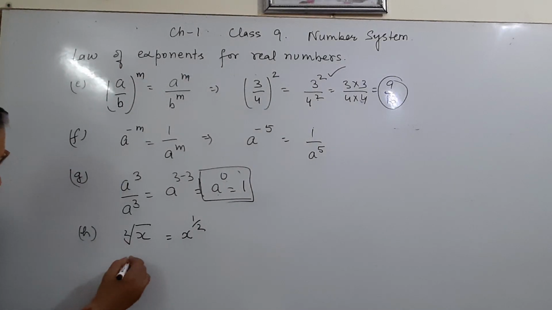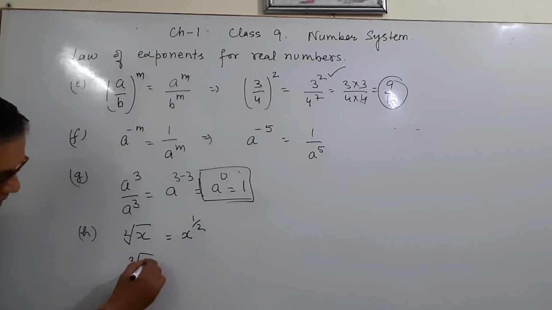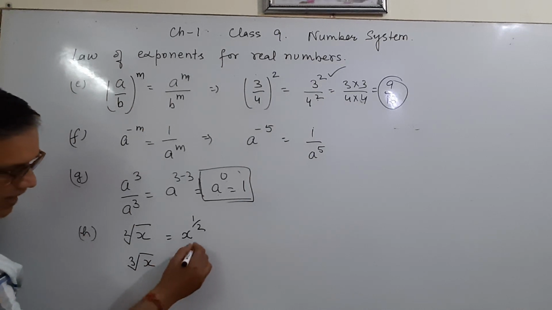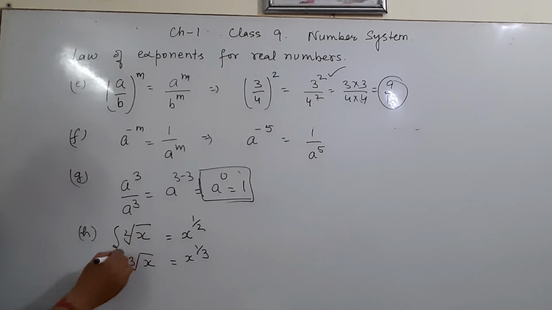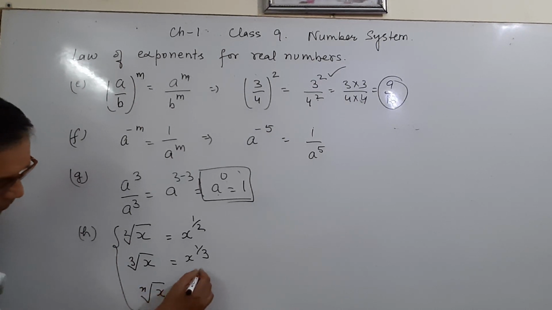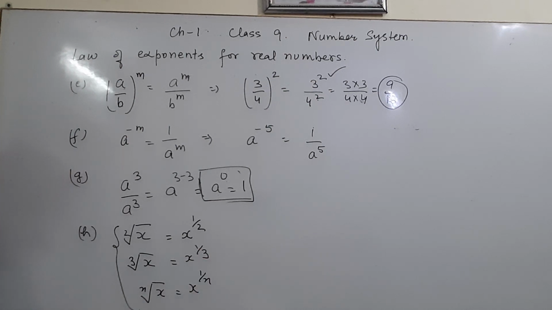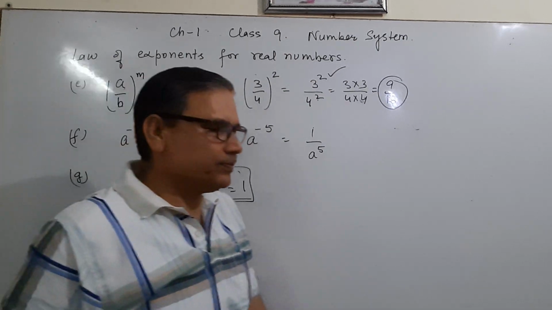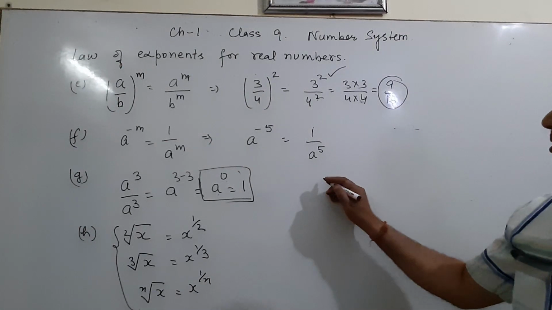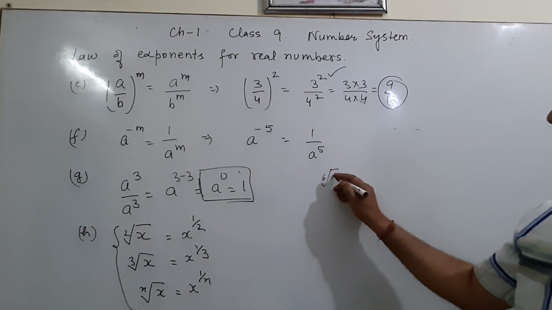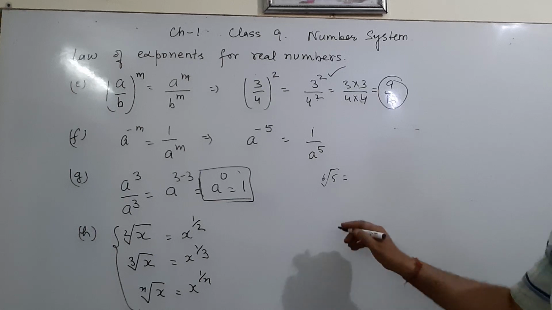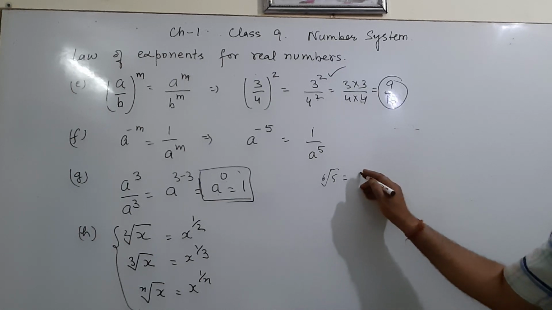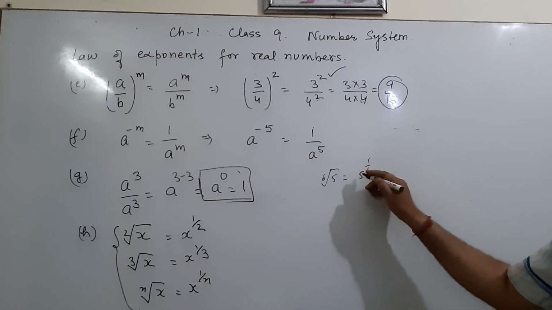If it is written as a third root, we will say third root of x, and we have to express it as x power 1 by 3. Nth root of x means x power 1 by n. If anyone asks you the 6th root of 5, what is your answer? 5 power 1 by 6.